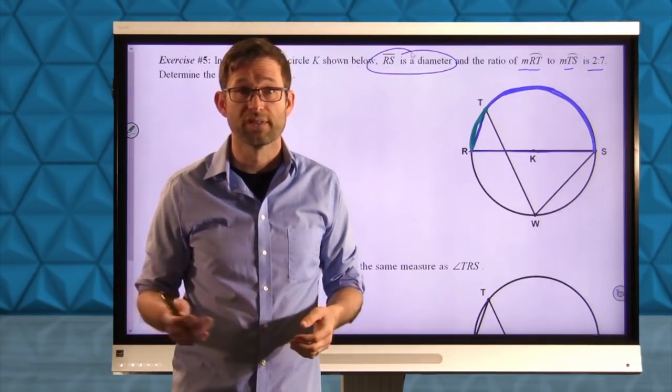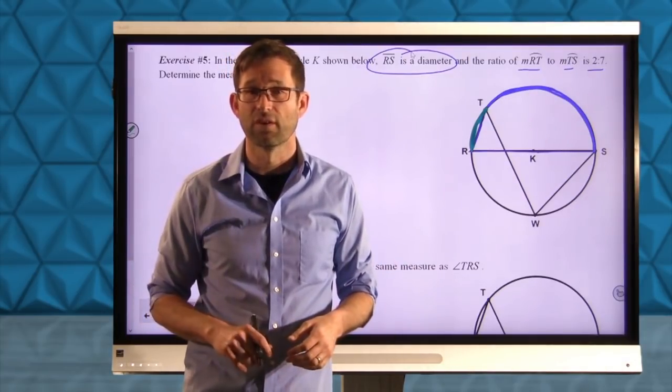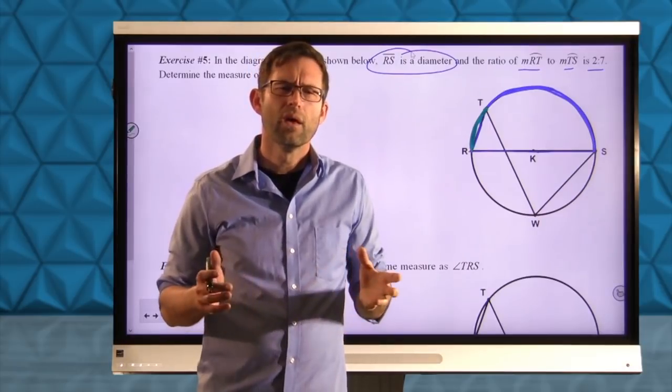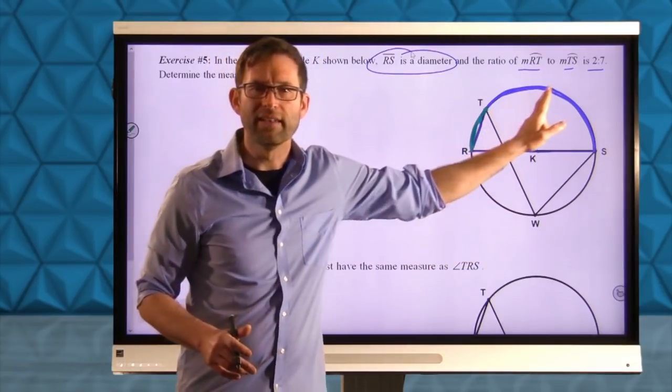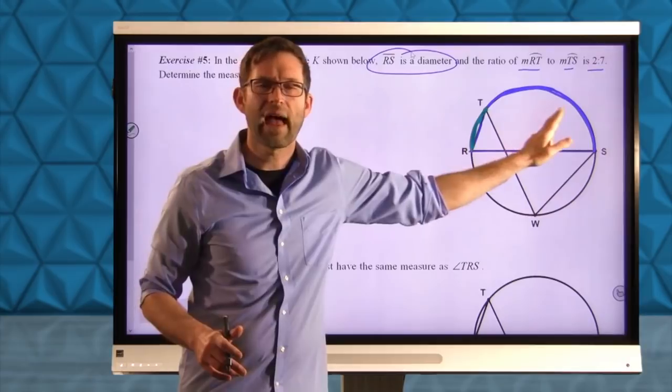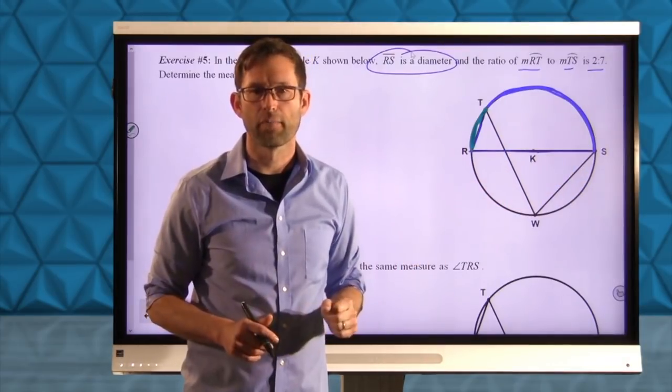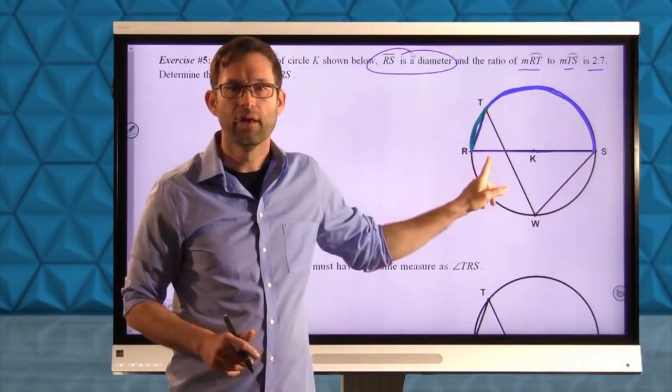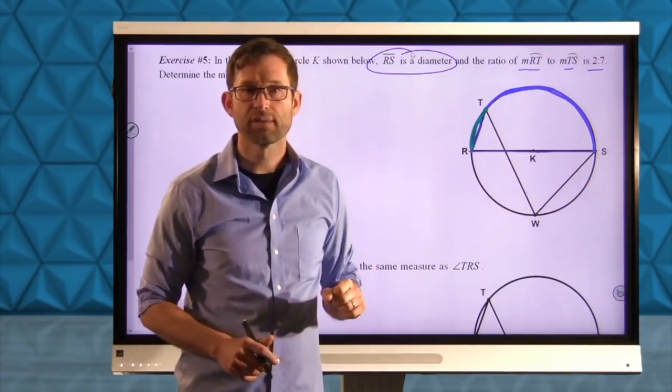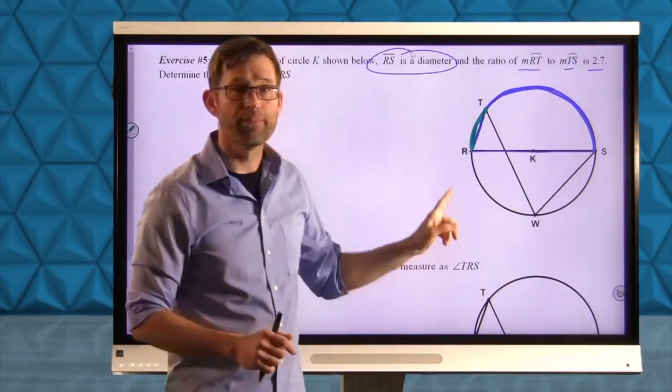Or if I had 2 degrees and 7 degrees, or 4 degrees and 14 degrees, that would be 2:7. So how do I figure out? Ultimately, I need the measure of arc TS. I absolutely have to have that arc measure in order to take half of it to find TRS. Okay? Well, this is important.